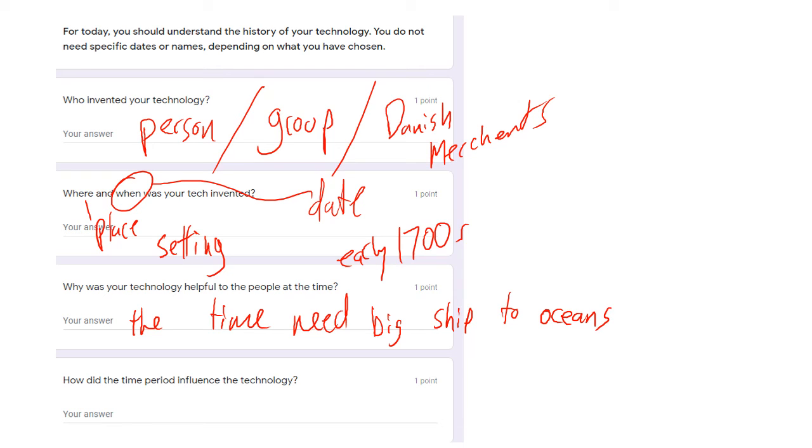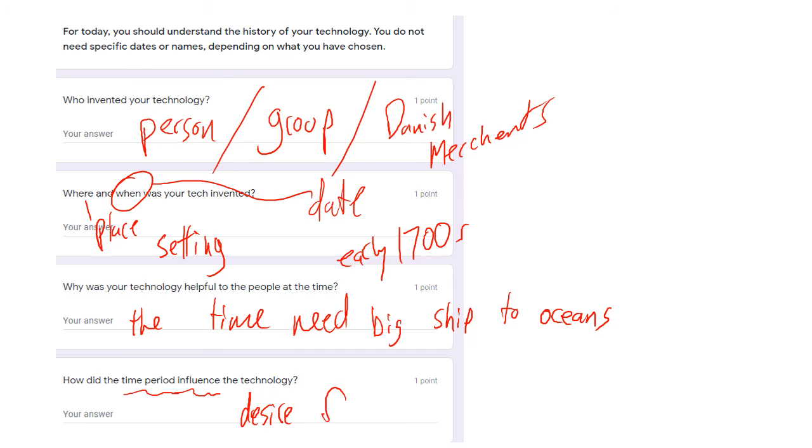Because the needs at that time are different than the needs of today, that's why we're trying to specify those things. How did the time period influence the technology? Whenever some new invention comes out, it's influenced by the time period, right? For example, why do they keep coming out with bigger cell phones? Because people wanted to be able to see the screens more. So when your technology was created, it was because of people's desire for what?